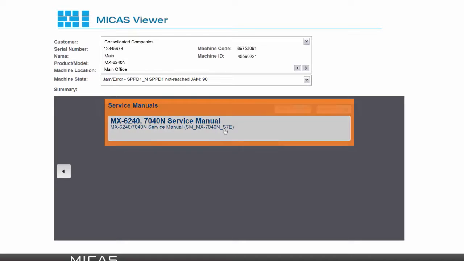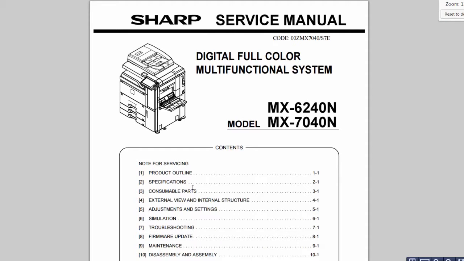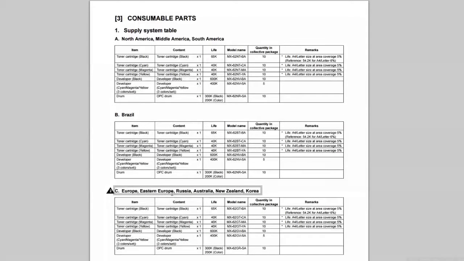You can also select the service manual and have the answers you need. We've also taken out the guesswork: if you click on anything within the contents area of the service manual, it will take you right to that section. So let's say I need a consumable part. I'm going to select consumables and it's going to show me the consumable part in the area. It takes the guesswork out of sifting through pages and pages of service manuals.